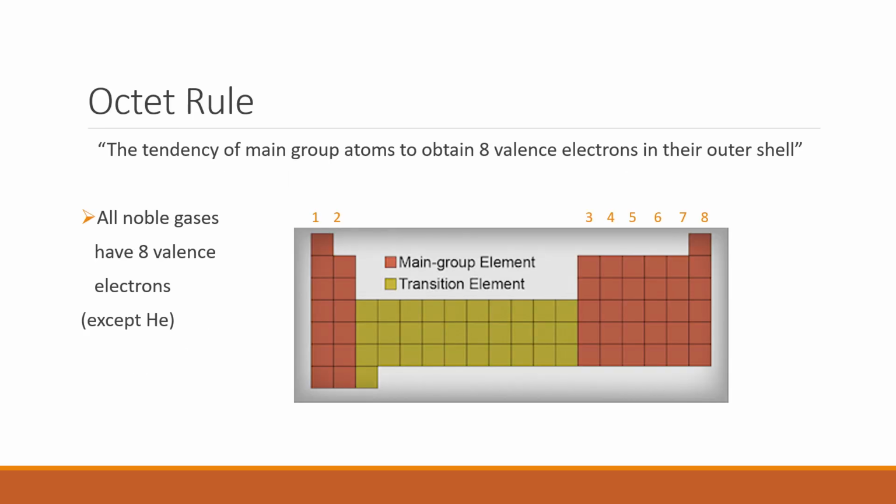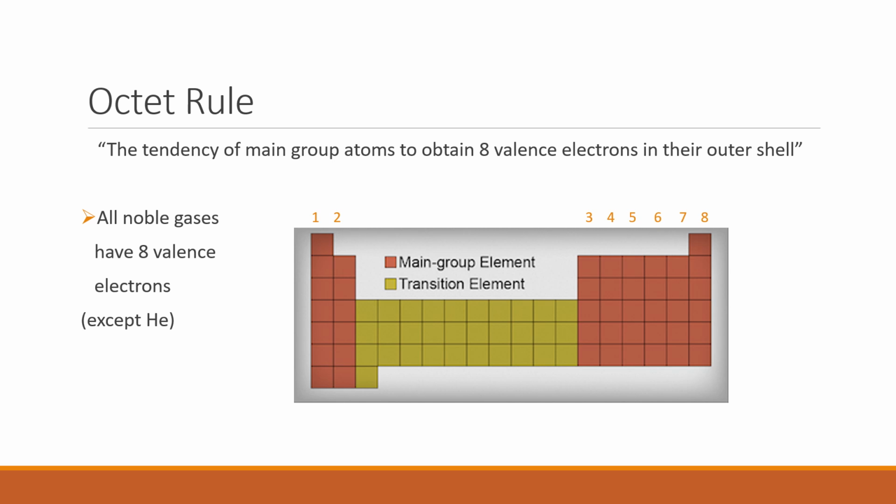Now bonding, whether we're talking about ionic bonds or covalent bonds, is dependent upon the octet rule. So what is the octet rule? The octet rule is the tendency of main group atoms to obtain 8 valence electrons in their outer shell. Okay, now what does that mean? So first off, when we're talking about main group atoms, remember main group atoms are going to be the S block and the P block.